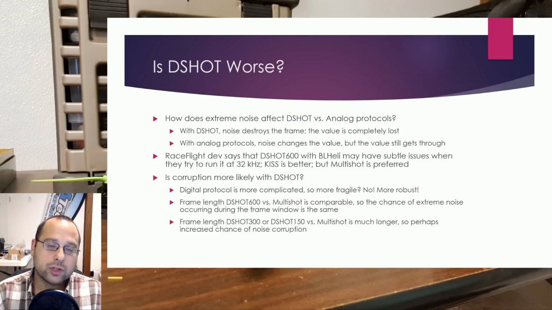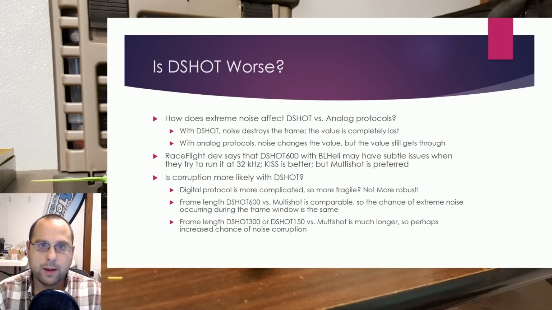What about in extreme noise scenarios? Well, with Dshot, noise destroys the frame and the value is completely lost. With analog protocols, noise changes the value, but the value still gets through. And so I think clearly there, the Dshot scenario is better. Some people on the internet paint the picture of, with Dshot, the frame is completely destroyed, but with analog protocols, you get close to the right value. It just changes a little. I don't think that's true.